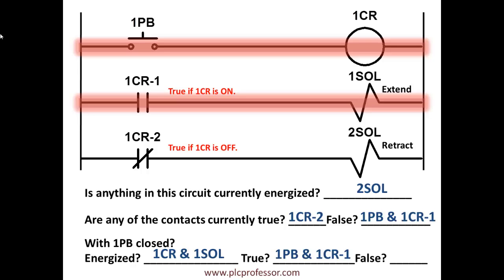Are any of the contacts false? 1CR-2 is false because it is true if the relay is off. Therefore, since 1CR is energized, then that contact is false.